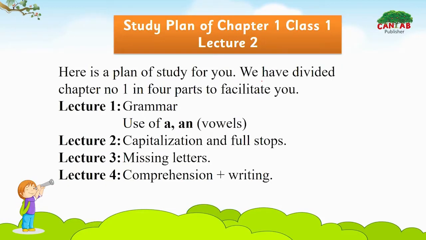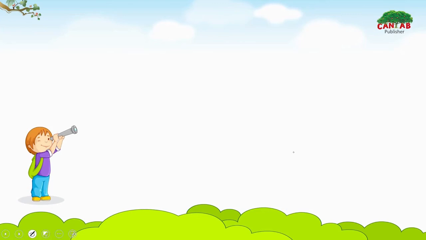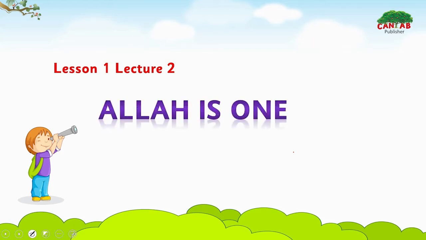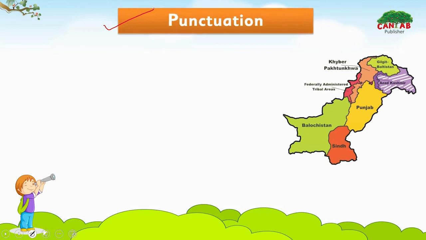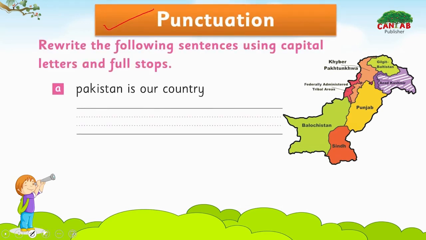So students, we are here in the second lecture of chapter 1. As you have earlier studied the grammar portion of lecture 1, that is the use of a and an in terms of vowels, today we will study the capitalization and full stops. We are studying lesson 1, lecture number 2, that is of Allah is One. But before going to start that, our second lecture is emphasizing on what? Punctuation, that is the use of capital letters and full stops in terms of sentences.